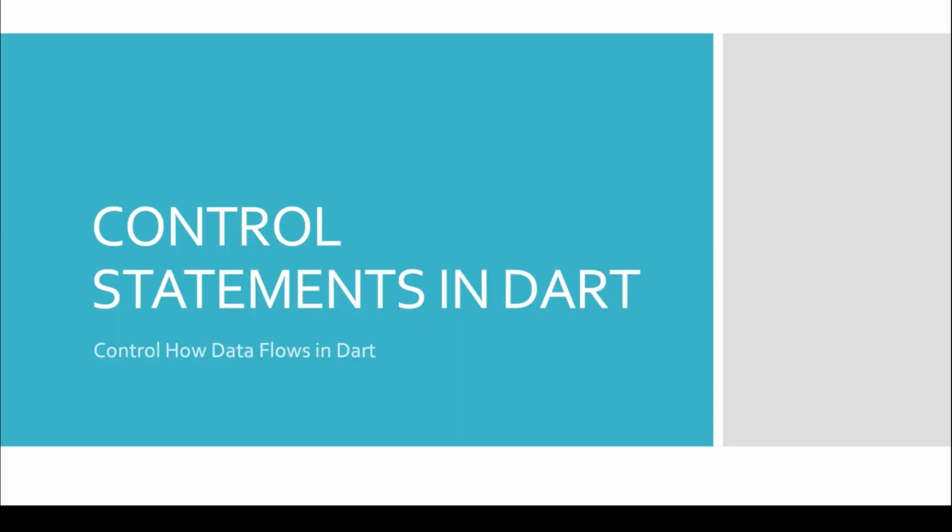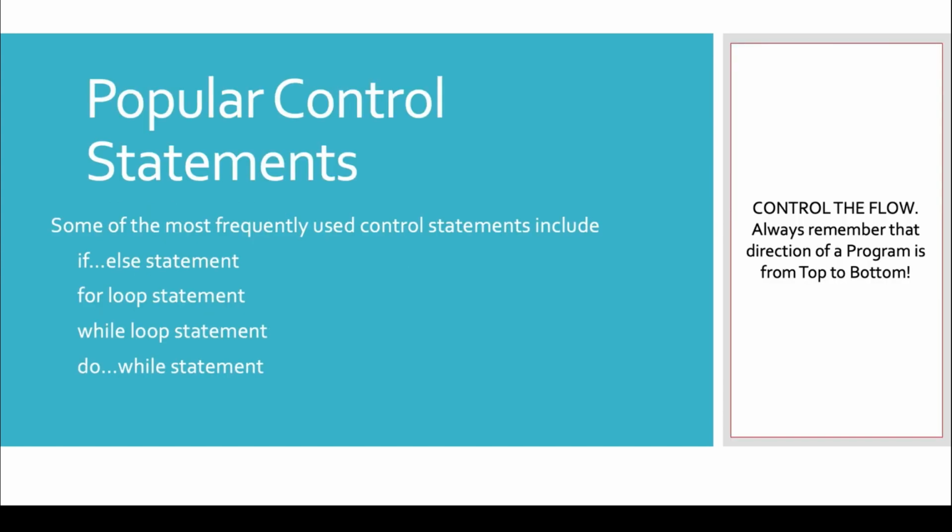Alright, the control statements in Dart, like I've told you guys, are the way to control data flowing from top to bottom. What exactly do they do? We have popular control statements which we call if-else statements, just like I told you guys at the start of this video. And then we have something called a loop. In the loop, we have a for loop, while loop, and do while loop. These are the most basic control statements that you will find in any programming language.